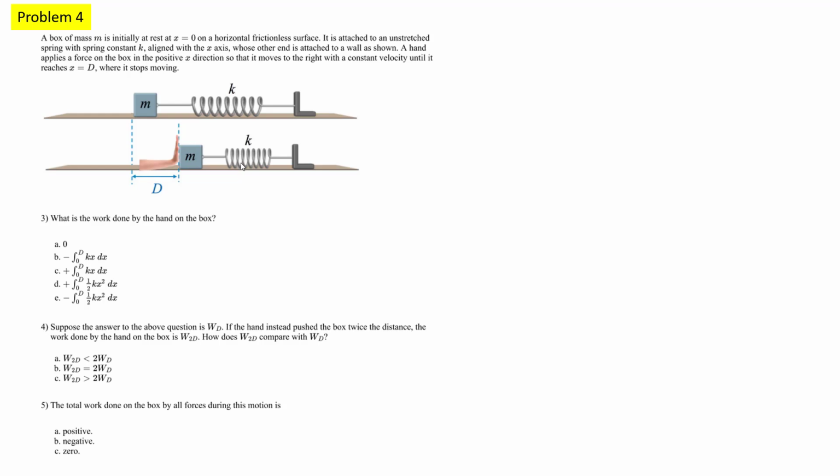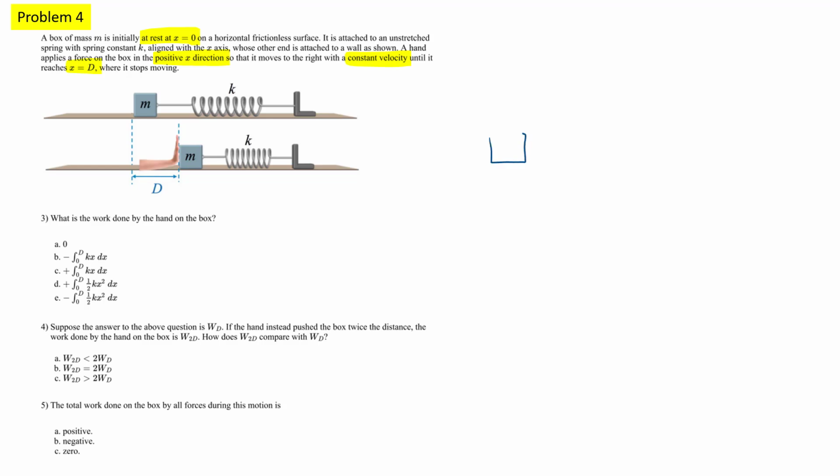All right, here's problem 4. We have a box of mass m initially at rest at x equals 0 on a horizontal frictionless surface. It's attached to an unstretched spring with spring constant k, aligned with the x-axis, whose other end is attached to the wall as shown. A hand applies a force to the box in the positive x direction, so it moves to the right with a constant velocity until it reaches x equals d, and then it stops moving. Our first question says, what is the work done by the hand on the box?